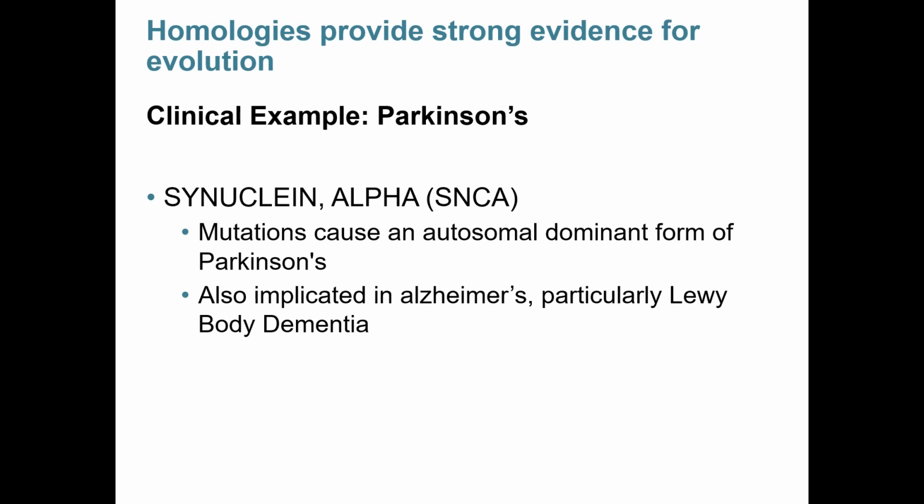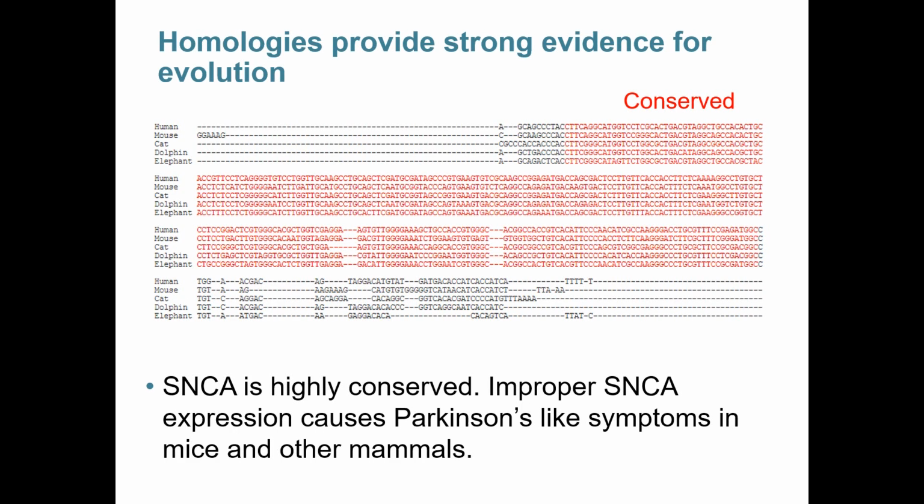Here's an example of the sequence of this gene, SNCA, between humans, mice, cats, dolphins, and elephants. Notice that the vast majority of this sequence is identical. All of these organisms are capable of having Parkinson's just like a human being. So even though you haven't seen an animal that has this disease, doesn't mean that it doesn't happen.